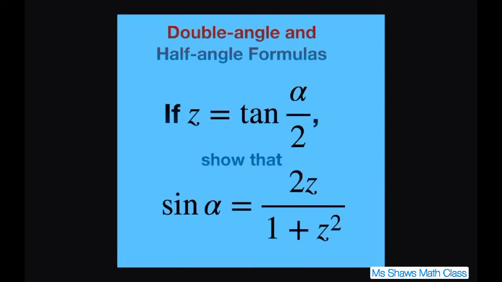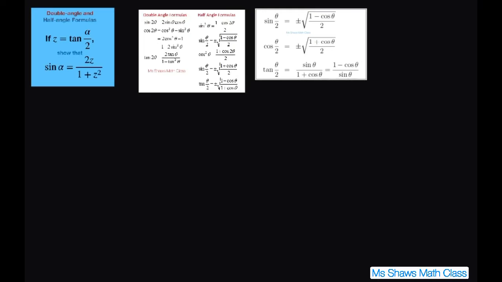Everyone, we're going to use half angle formulas to show that if z equals tan of alpha divided by 2, then sine of alpha equals 2z divided by 1 plus z squared. So the first thing we're going to do is take our formula z equals tan of alpha divided by 2.